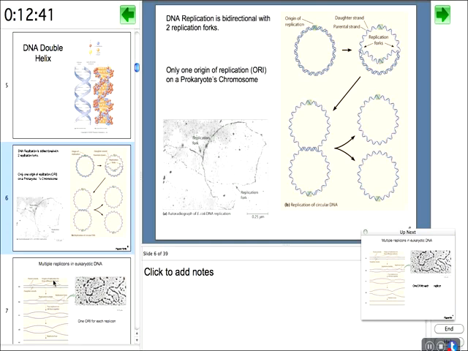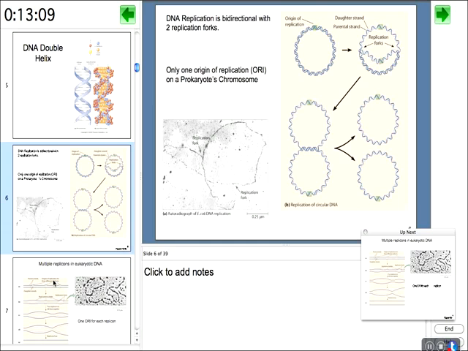Now, DNA replication. When DNA replication starts, it always starts at a particular location in the DNA. That location is called the origin of replication, or ORI for short. It's a particular sequence in the DNA where replication always starts, a predictable sequence. This isn't for eukaryotes. I'm showing you a prokaryote, and then I'm going to show you a eukaryote next.